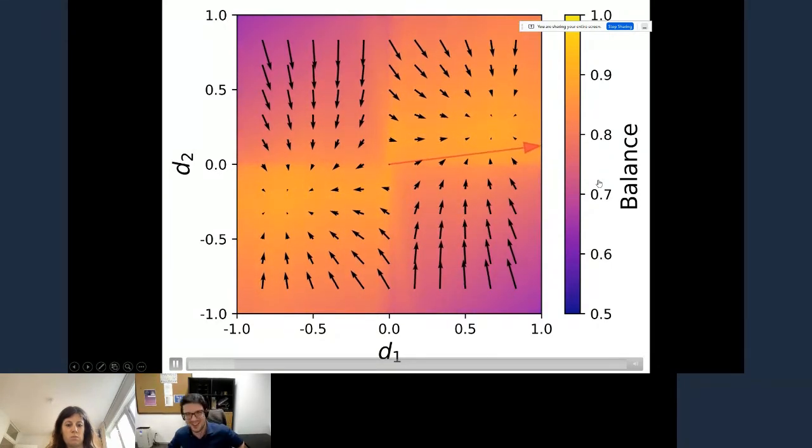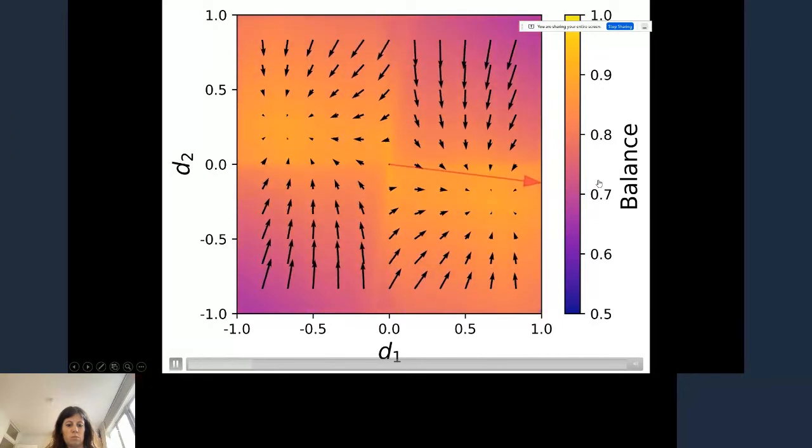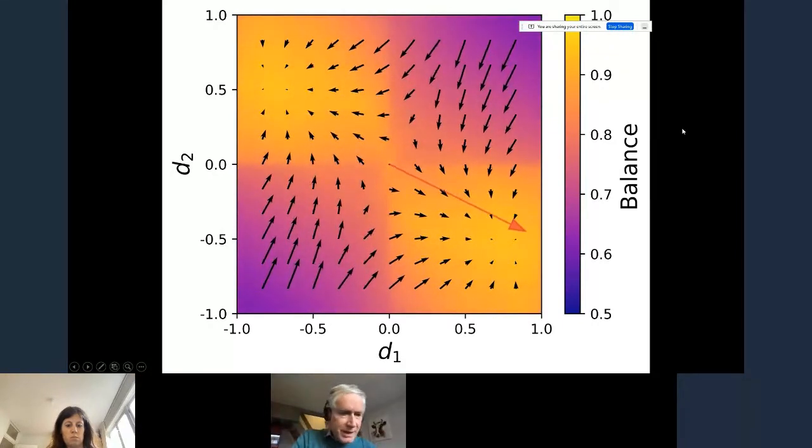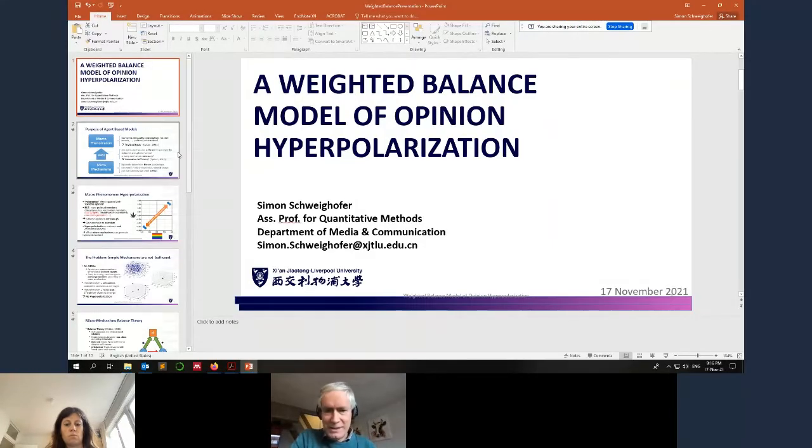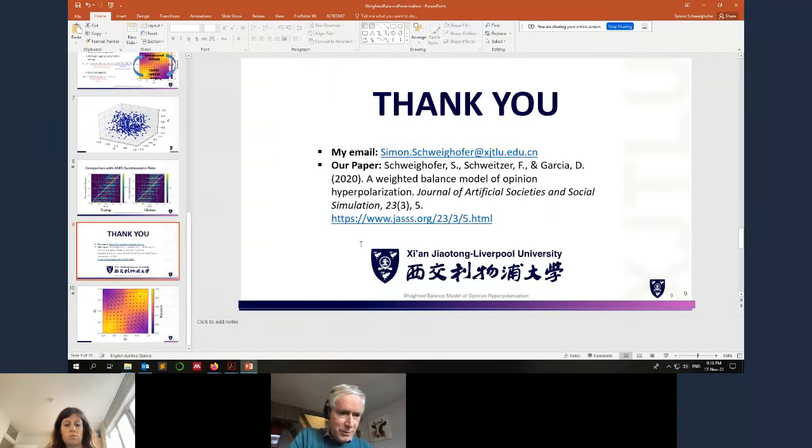Fantastic. I love the animations here. Could you just type that URL into the chat so people can click on it and see your paper easily? That would be useful. Okay.